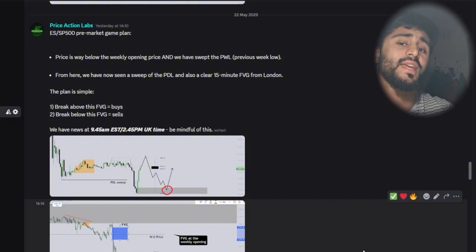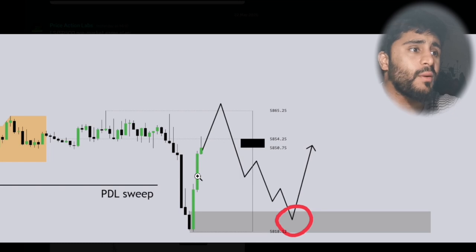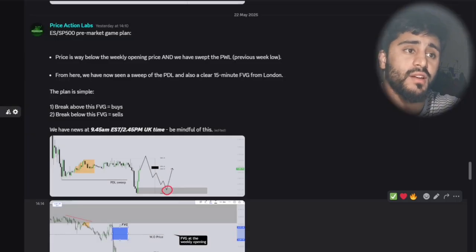This gives us good indication in the London session that the New York session will be reversing higher, right? So this is typically how I had my pre-market game plan. You can see I was pretty accurate. We didn't come down to the lower fair value gap, but we came down below the daily opening nevertheless.